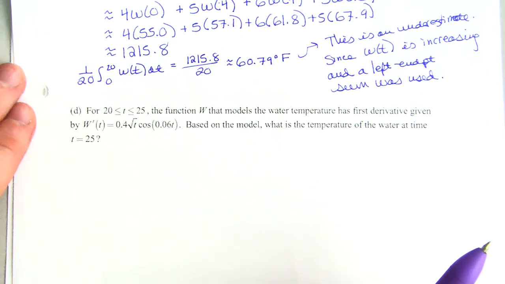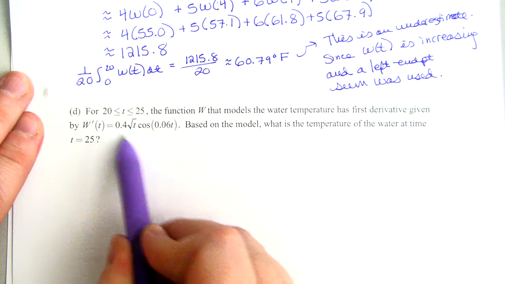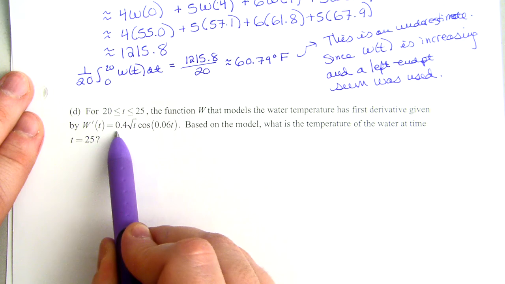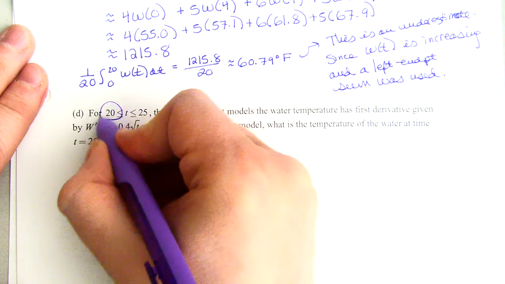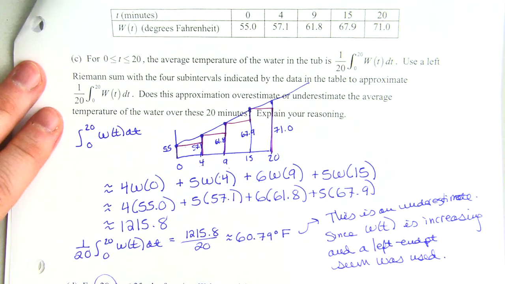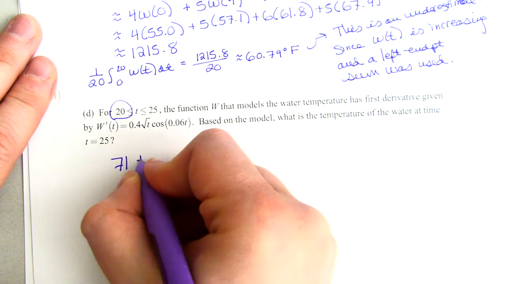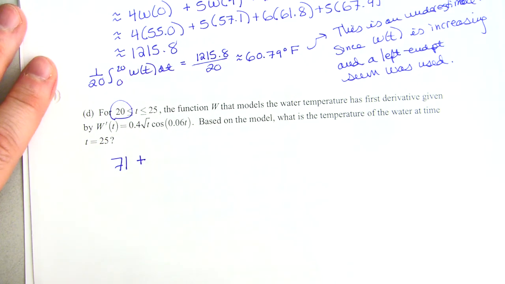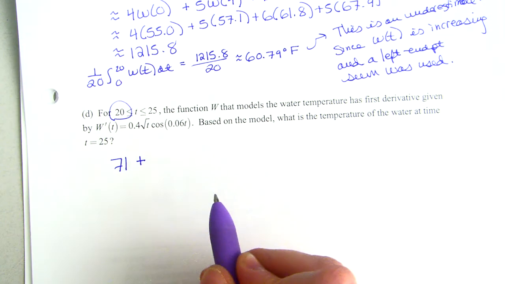One more. Part D. I have the derivative of W. I have the rate of change of the temperature. I want to find the final temperature. Well, do you know your temperature at time 20? Sure you do. We've got that in the table. How about I take my temperature at time 20 and add to it the change in the temperature from time 20 to time 25. You write out the rest of the problem and do it.